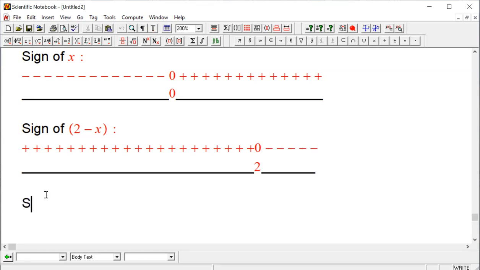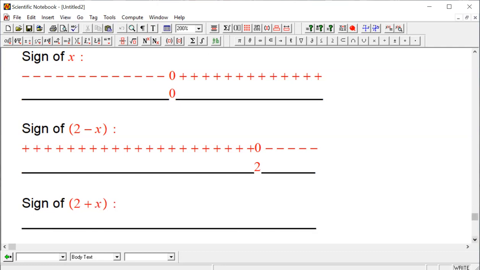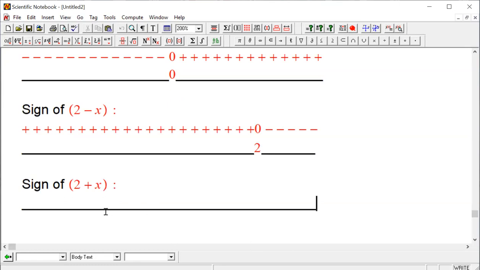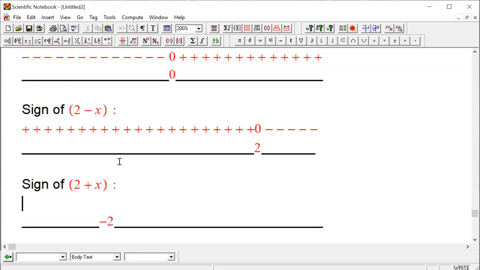So how about the sign of 2 plus x, right? So what would be the sign? -2, right? -2. Okay. And if x is less than -2, it's going to be negative sign. At -2 is going to be 0, right? Larger than -2 is going to be positive. I hope you understand what I'm talking about.